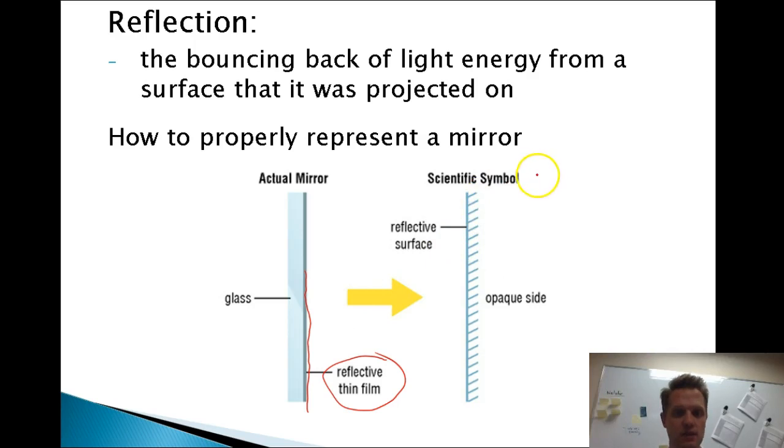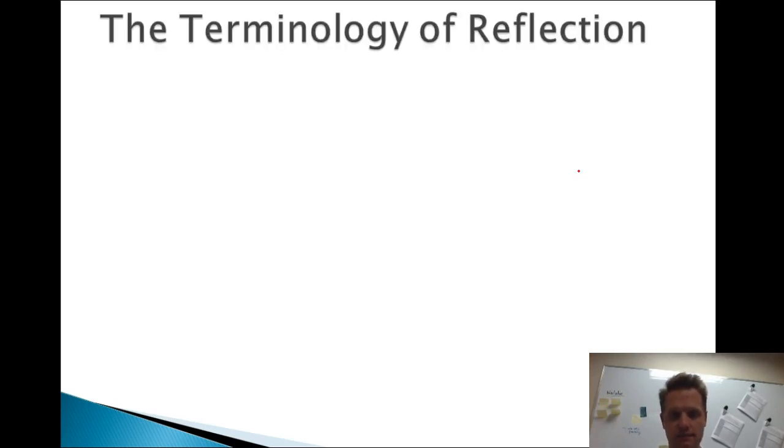Now the scientific symbol for a mirror is by drawing a line, just like so, and then drawing hashtags here. I know that's not really hashes, hashtag, not hashes. And you can see that this is the side of the mirror that's reflective. Okay, so the straight line down is the reflective side. So from now on, if we draw a mirror, this is how we're going to draw it. And the light ray would come from this side to hit the mirror to reflect.